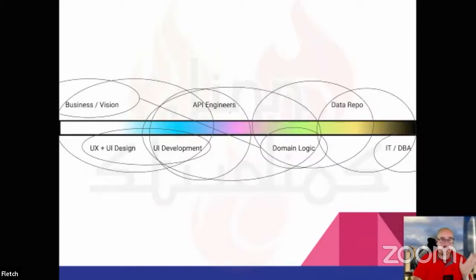So now we've got this. This is sort of like the end of it all. So there's all kinds of lines going on here, and it shows the different adjacent connections that you make with people. So like UI development, working with API engineers and domain logic, or UX, UI, and UI development work really closely together. And it's got all these lines.